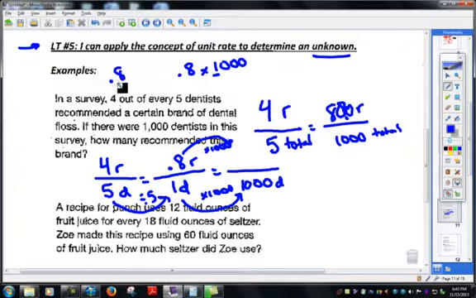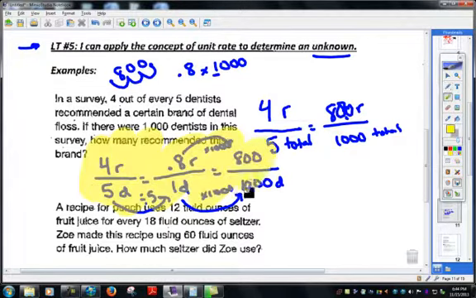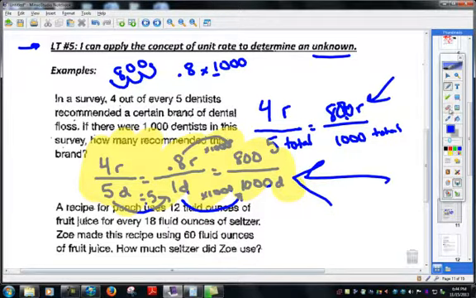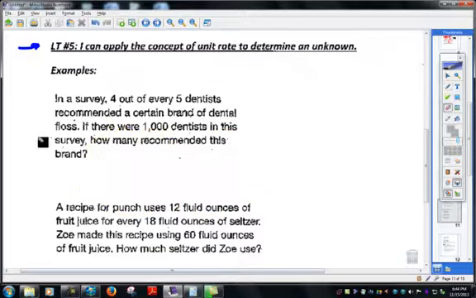So 0.8, I need to move the decimal 1, 2, 3, and in those spots, I got to add 2 zeros. So 800. If I said this question right here was learning target number 5, I can apply the concept of unit rate to determine an unknown. You have to do this method, okay? You can check it with this method if you'd like, but you have to do that method, okay?